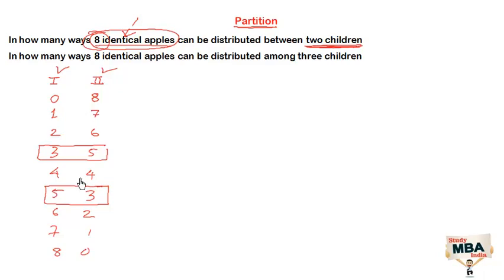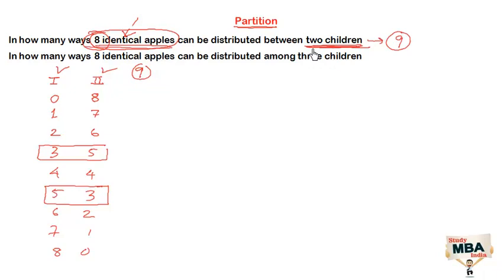If I list all these things and then think about whether there is any further possibility, definitely I can say that there is no further possibility of distribution. So I have listed all the possibilities, and if I count, it is counting from 0 to 8. So the overall number of possibilities would be 9, or I can say the answer for this question would be 9. That is, there are 9 different ways of distributing 8 identical apples between two children. Now this is a very simple question.